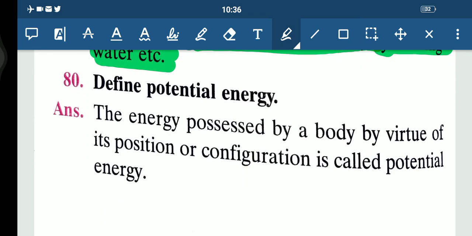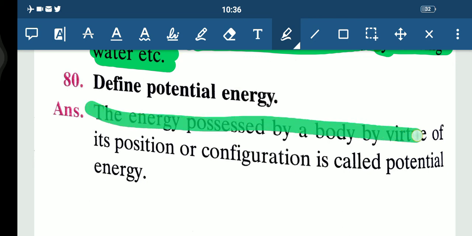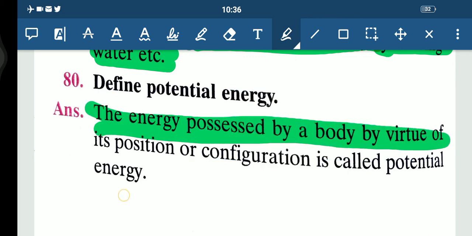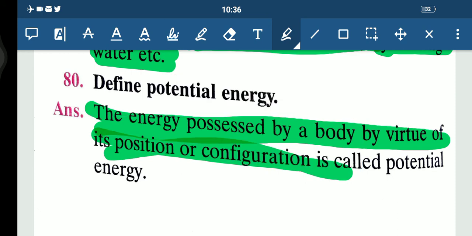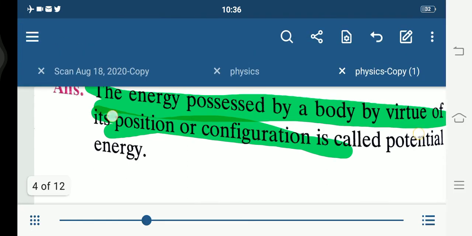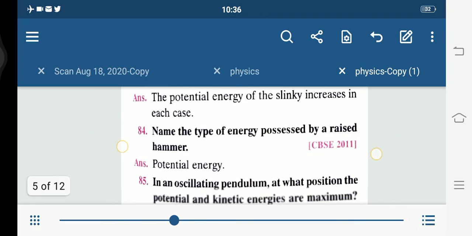Next is define potential energy. This thing is also very easy. The energy possessed by a body by virtue of its position or configuration. So if there is a change in its configuration or position, we say that the energy possessed is potential energy.